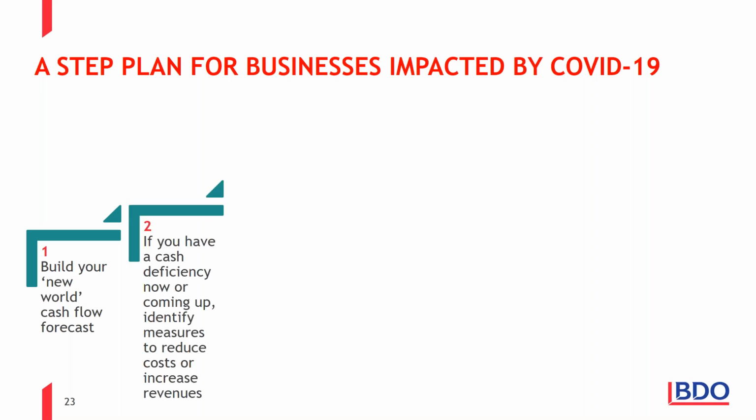So the next step, what do you do if you have a cash flow deficiency now or coming up, and identifying measures to correct that? In the event your cash flow forecast shows a deficiency, then to correct it, you will need to either reduce your cash outflows and/or you're going to have to increase your cash inflows.